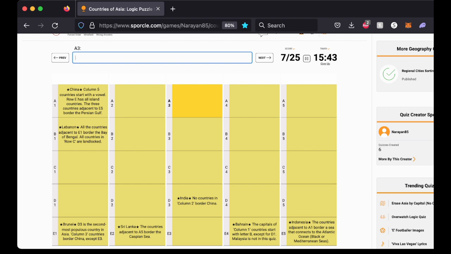Now, what's another country? Okay. The countries adjacent to A5 border the Caspian Sea. Alright, so a country that borders the Caspian Sea that begins with a vowel. That would be Iran. Of course, that could also be Azerbaijan. Let's see. I can't be guessing.